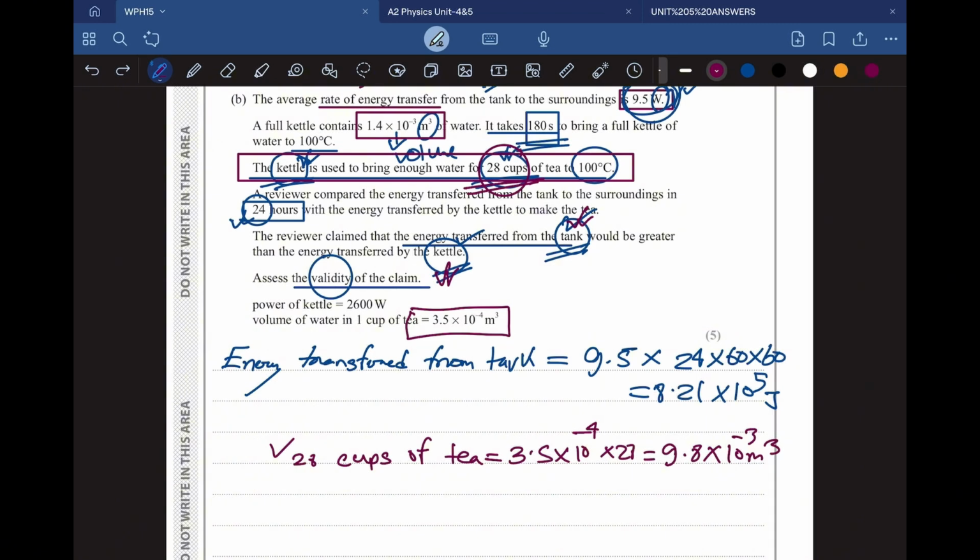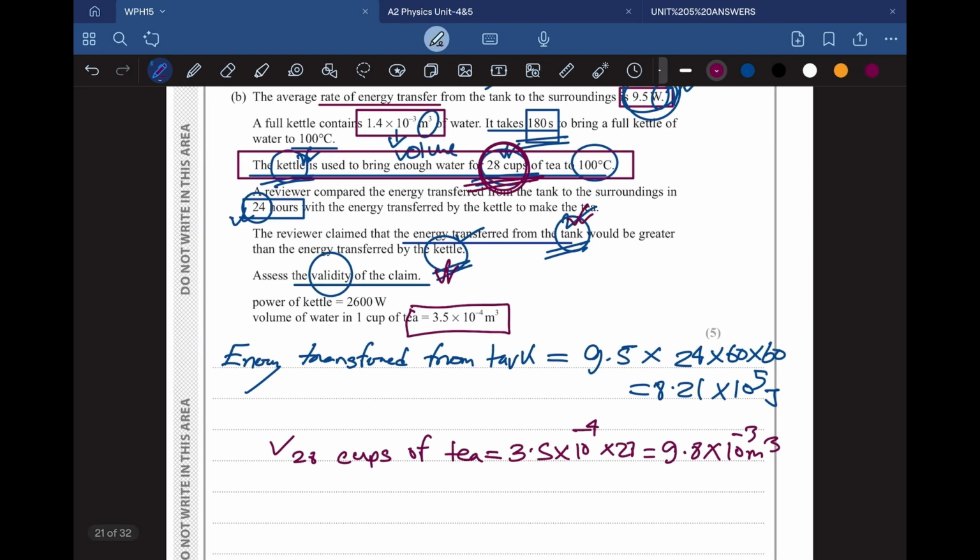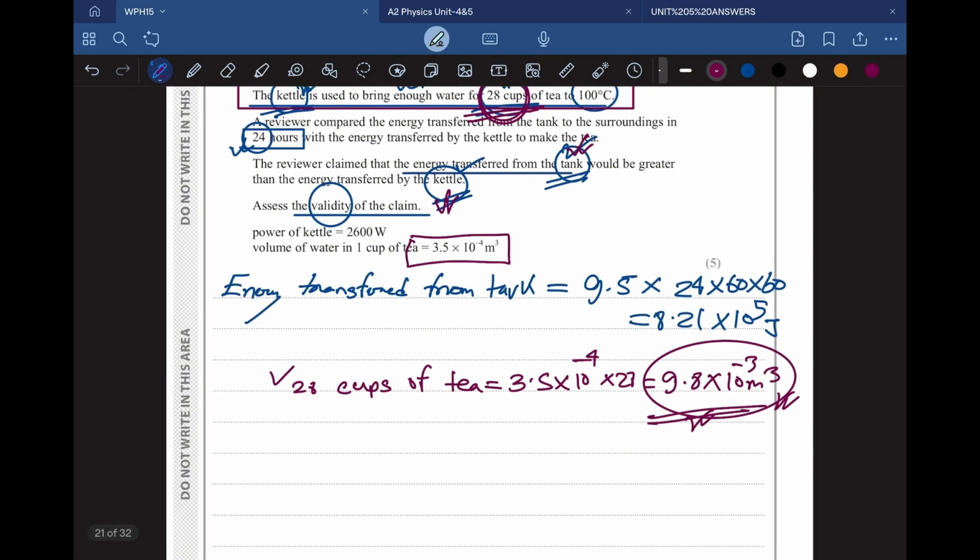Now we have got the volume of that 28 cups of tea. The next part: we know one kettle contains this volume of water, so this is the volume of water that they require. Dividing the total volume of tea by the volume of tea contained in one kettle, we can get the number of kettles, right?